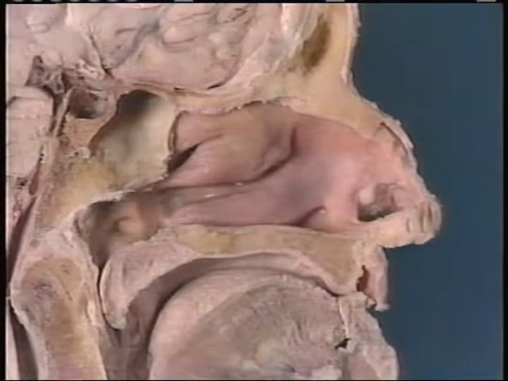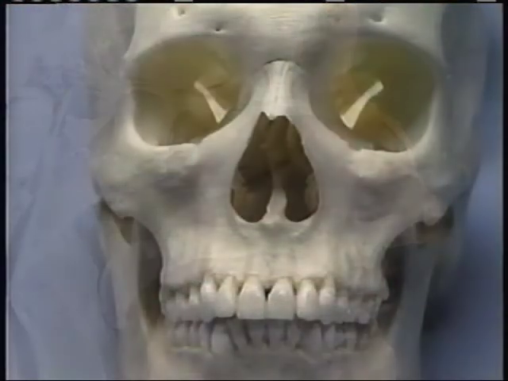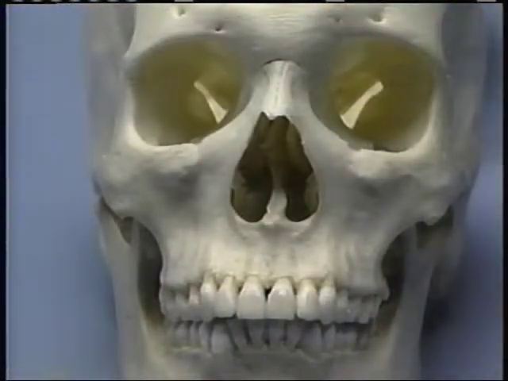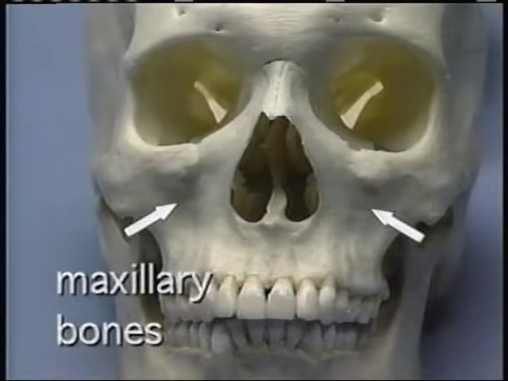Several spaces in the skull called sinuses contain mucous membranes that are continuous with the respiratory mucosa of the nose. These paranasal sinuses also warm and moisten the inspired air and are named for the bones of the skull in which they reside. The paired maxillary bones contain two of these sinuses.